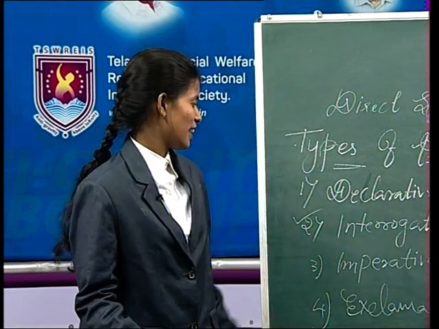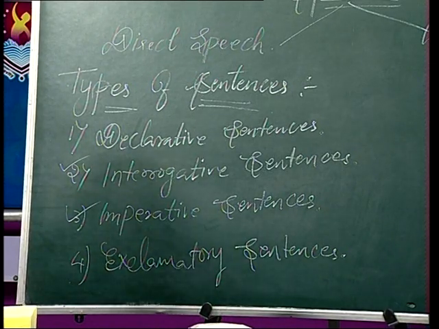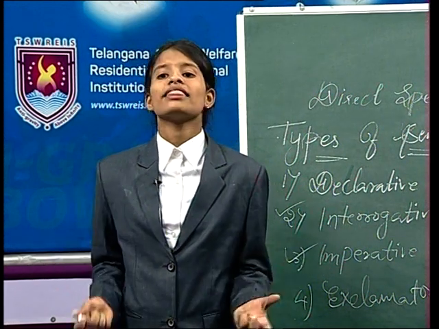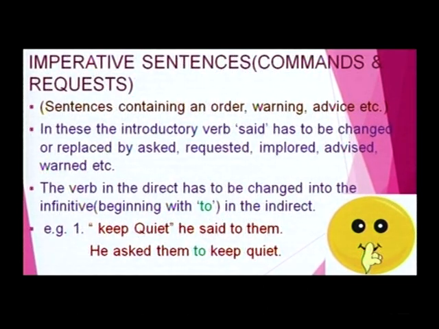Now, let us take this third type of sentences, that is imperative sentences. Do you all know what is the meaning of imperative sentences? Imperative sentences mean the commands or requests. The sentences containing an order, warning, or advice are called imperative sentences. See here, in these, the introductory verb said has to be changed or replaced by asked, requested, implored, advised, warned, etc. The verb in the direct has to be changed into the infinitive in the indirect.